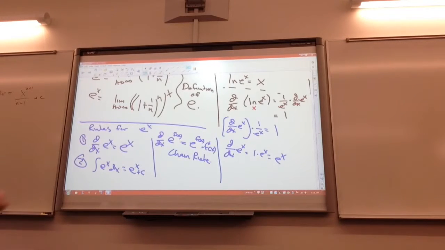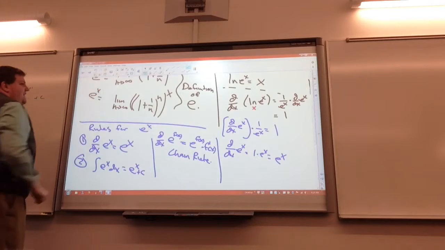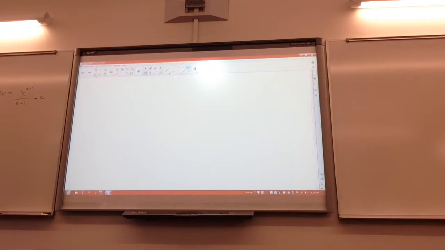All right. Well, that's great for e to the x, but is e to the x the only type of exponential function? No. What if I had something like instead, like 2 to the x, or 10 to the x, or something like that? What on earth is going to happen there? Okay.